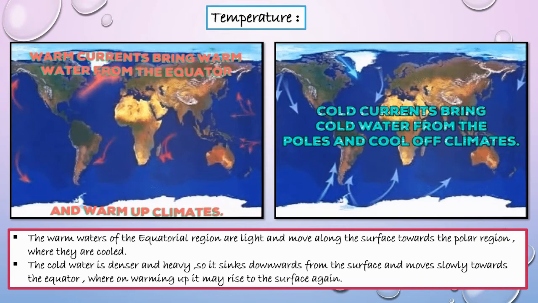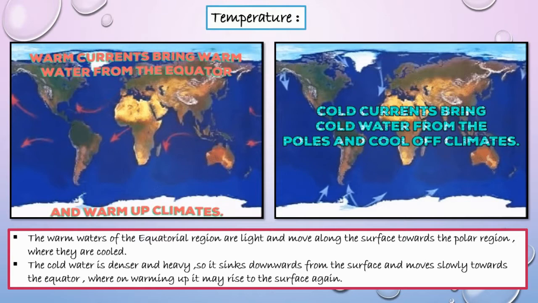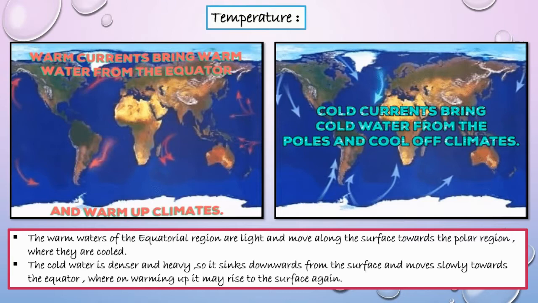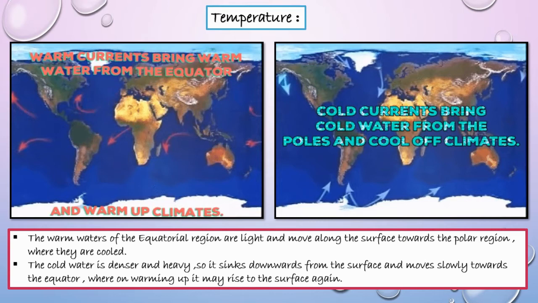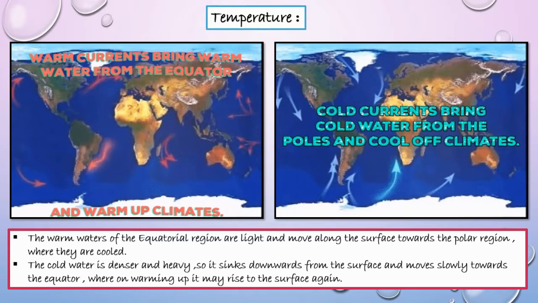The warm waters of the equatorial regions are light and move along the surface towards the polar region, where they are cooled. On the other hand, the cold water is denser and heavier. It sinks downwards from the surface and moves slowly towards the equator, where on warming up it may rise to the surface again.